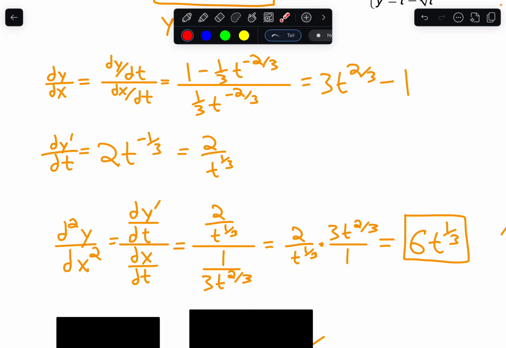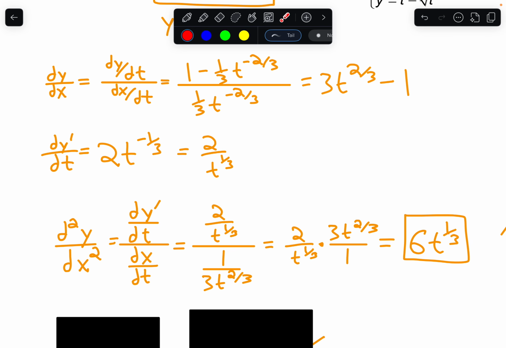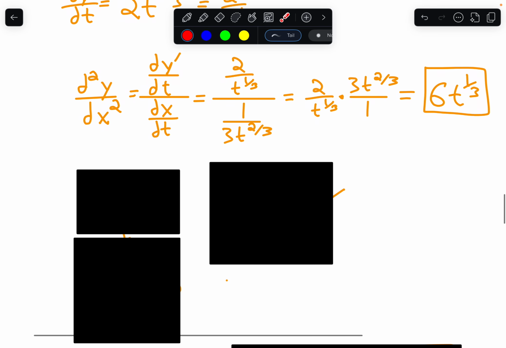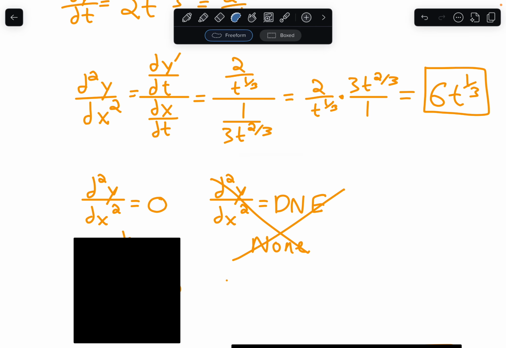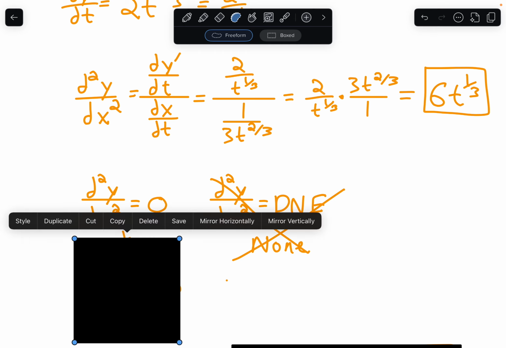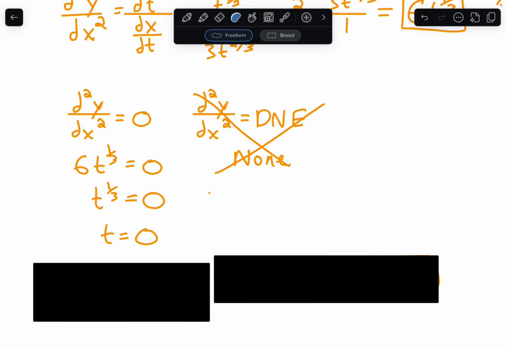And so we have to find where this thing, my second derivative in terms of t, has a sign change. So I need to set this equal to 0. And again, you should be considering where it does not exist. You never know when that will give you a critical number. There's no way to predict when that will give you a critical number. So you should always be considering it. In this case, it doesn't matter. Set 6t to the 1/3 equal to 0. You get t is equal to 0.